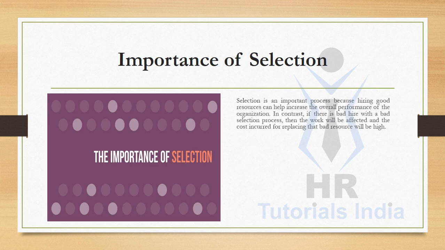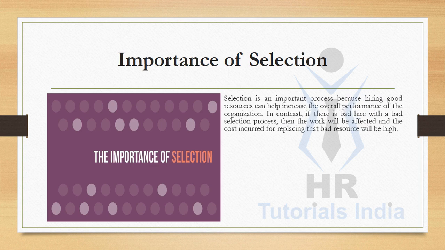Importance of selection. Selection is an important process because hiring a good resource can help increase the overall performance of the organization. In contrast, if there is a bad hire with a bad selection process, then the work will be affected and the cost incurred for replacing that bad resource will be high.